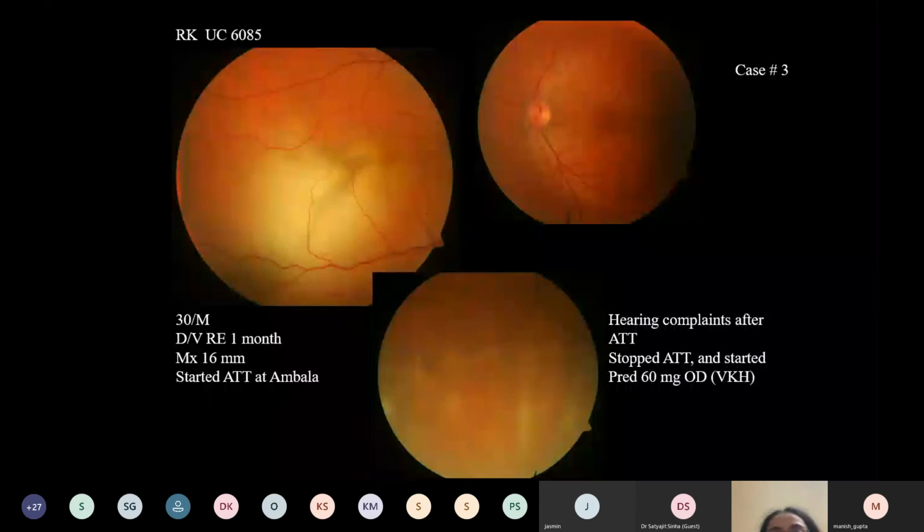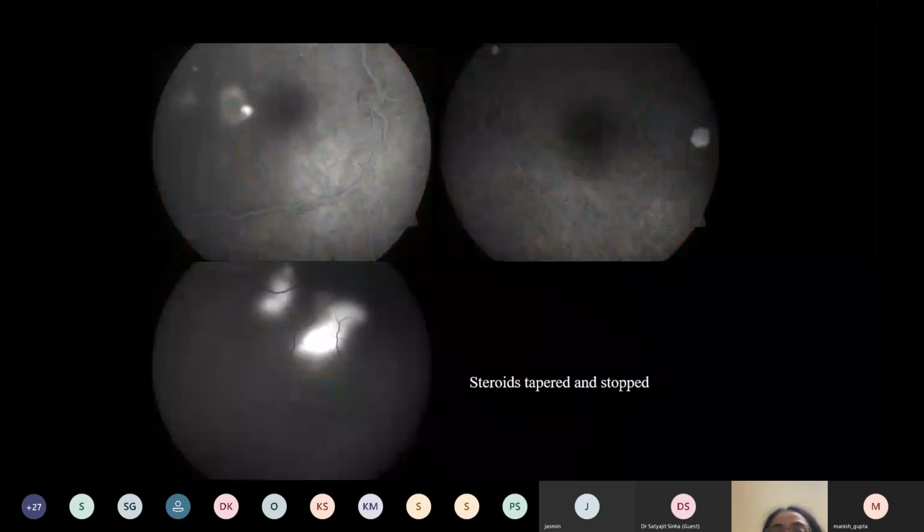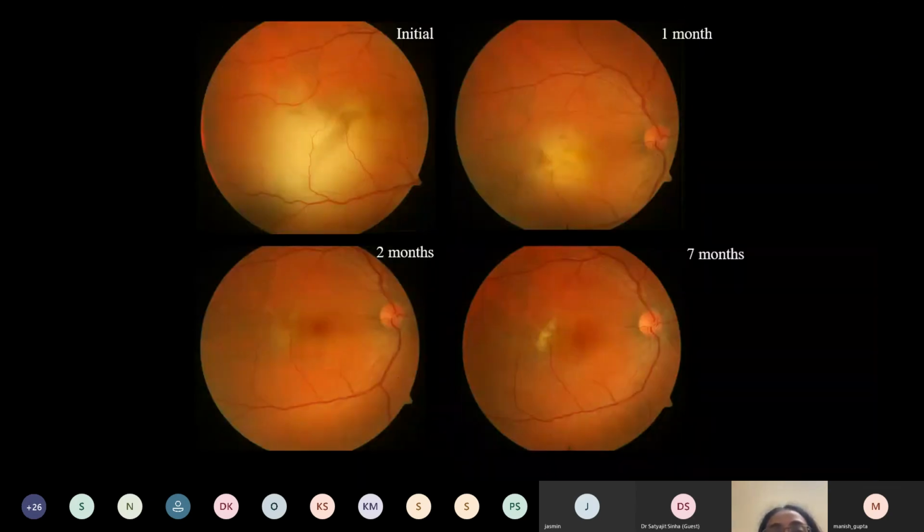And when the patient comes to us, we just did the fluorescein angiography. So here we see that there were multifocal leaks. So this is a case of multifocal CSC with fibrinous detachment and not anything like VKH. So all that we did was taper the steroids and stop. And the outcome was, this is how the patient responded. The entire fibrinous reaction resolved, just a little bit of scarring at 7 months.